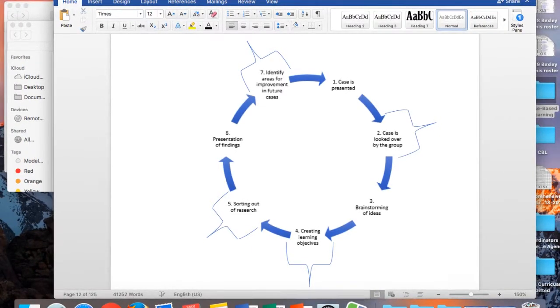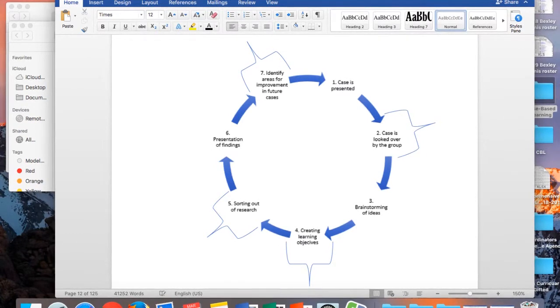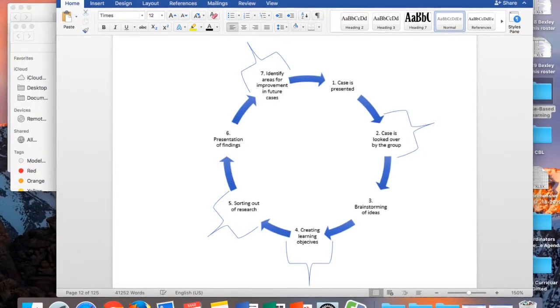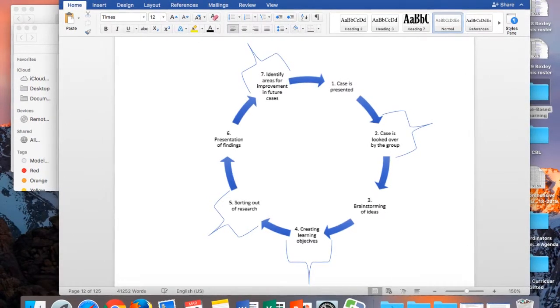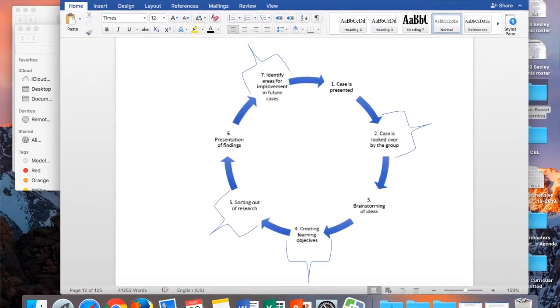You'll see the brackets that are in the various parts. So in steps 2, 4, 5, and 7. And what that indicates are these are prime places for the teacher to come in and be involved.